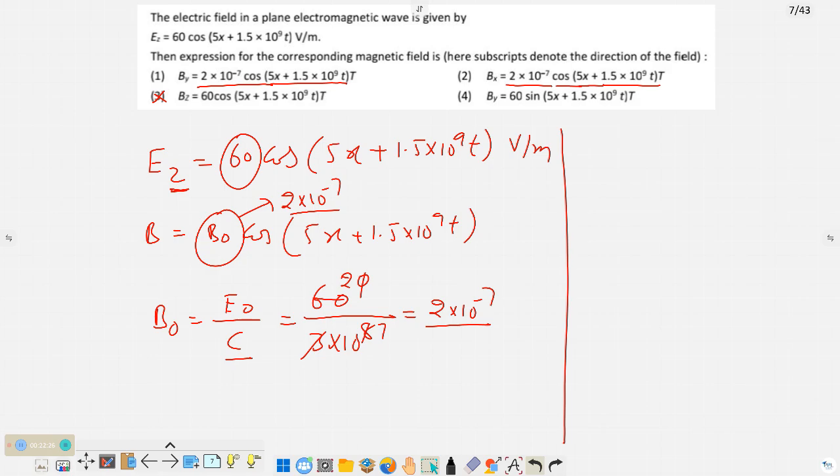But if you read the question, the plane electromagnetic wave is given with Ez equal to this. In this, what direction is this? Phi x means the electric field is varying with respect to the x-axis. So the magnetic field also changes with respect to the x-axis. So the answer for this question is the first option, By is equal to 2 into 10 power minus 7 cos phi x plus 1.5 into 10 power 9 Tesla.